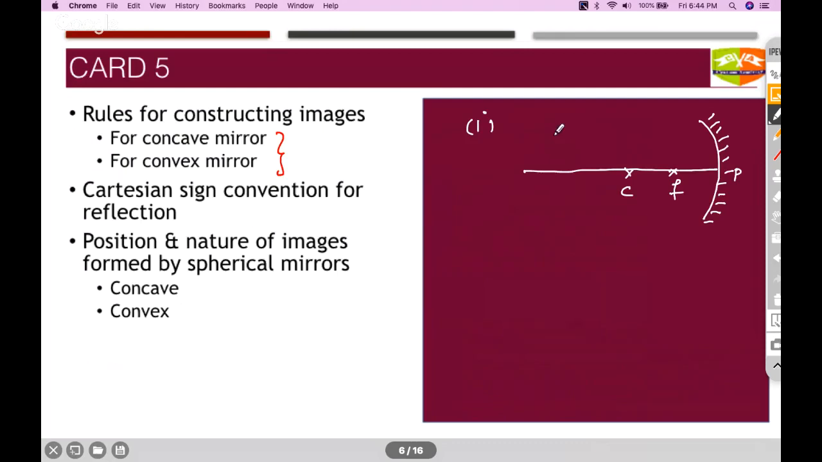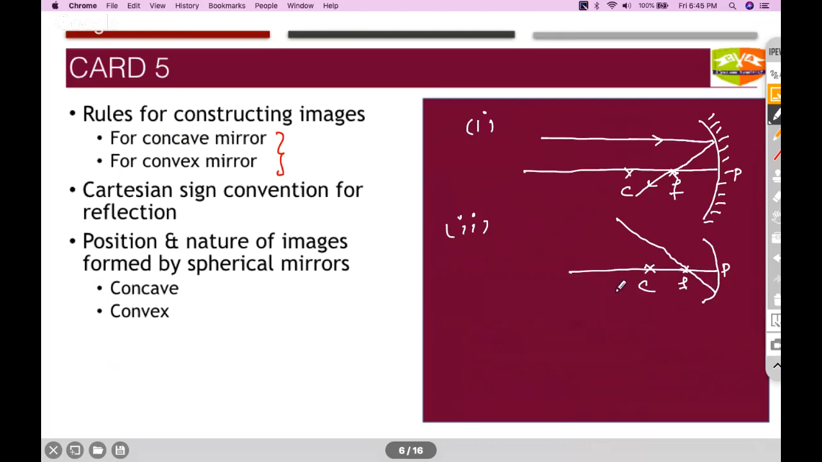So first rule says that any ray which is parallel to the principal axis after reflection will pass from the focus. So this is the first rule. A ray of light incident parallel to the principal axis after reflection passes through principal focus. So this is the first point. Second point is that if a ray passes through focus, after reflection, it becomes parallel to the principal axis. So it is actually a case of reversibility.